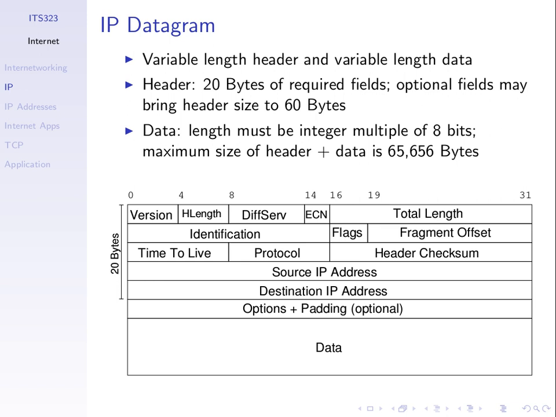The options we'll ignore. Let's say that's not there in the header. So the last field is the destination IP address. This is the address of the destination host. So each host has an IP address in the internet. And when the source host creates the IP datagram, it puts the address of the destination in this field, and it puts its own address in the source IP address field. So the original source, the final destination. And especially the destination is used in determining the routes to take. So when we read the routing table, we look up the destination address.